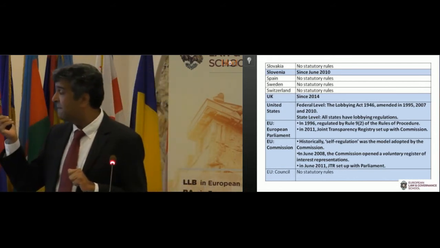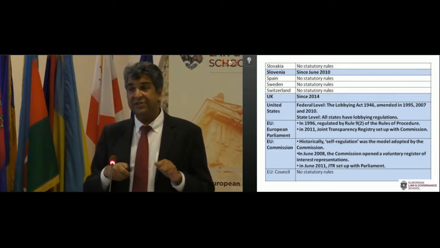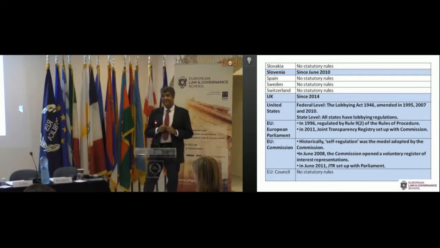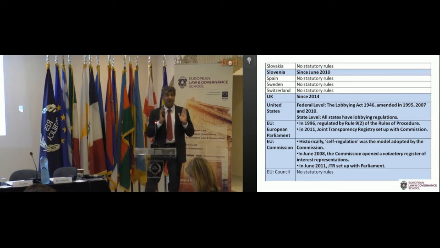Now, the difference between the Parliamentary Register in 1996 is that it was mandatory, whereas the Joint Transparency Register now is effectively still voluntary. Now, we'll talk about how it's de facto mandatory, but still it basically is up to every lobbyist to decide whether or not they want to register.